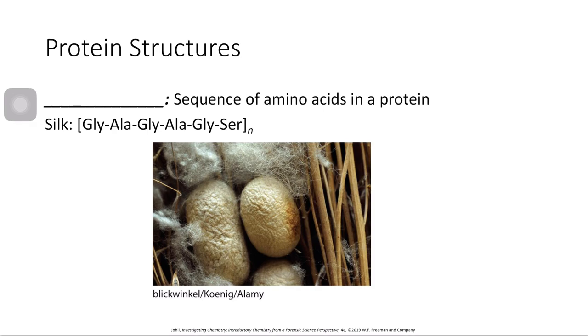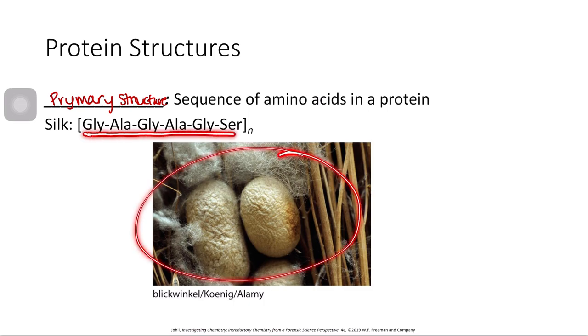The protein structures are going to dictate the shape of your protein, which then can dictate the function of your protein. So, a primary structure is where you just have the sequence of amino acids in a protein. So, here is an example of silk, and we have the different amino acids in silk. And the primary structure is just the different amino acid monomers bonded together.